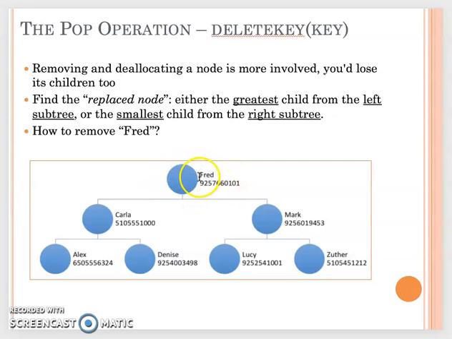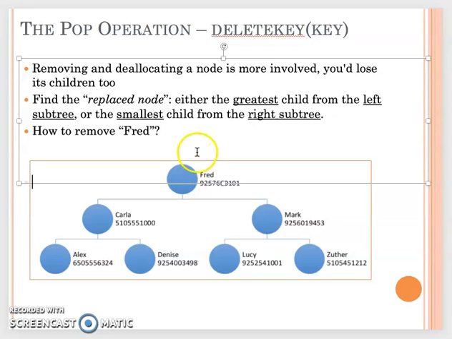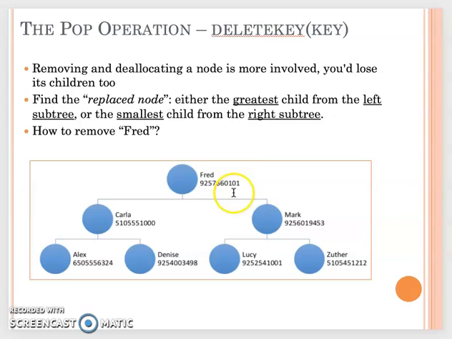So you think about now, I want to overwrite the information in Fred. How should I do that? Can I use Color or Mark? If I copy over the Color information, is that right? No, right? Because if Color moves to here, then all the left side nodes should be less than Color. Remember, that's the binary search tree. All the left nodes should be smaller than your top node. All the right nodes should be greater than your top node.